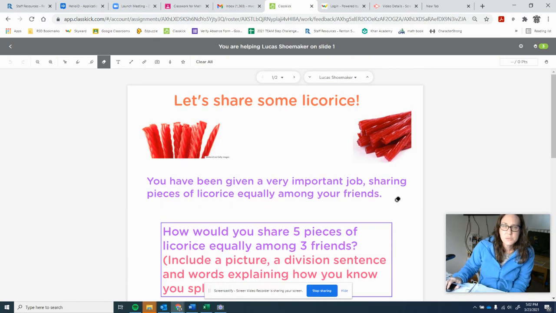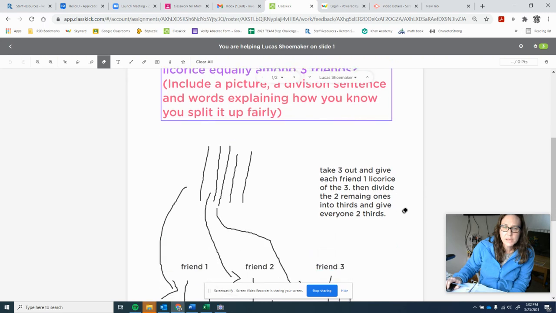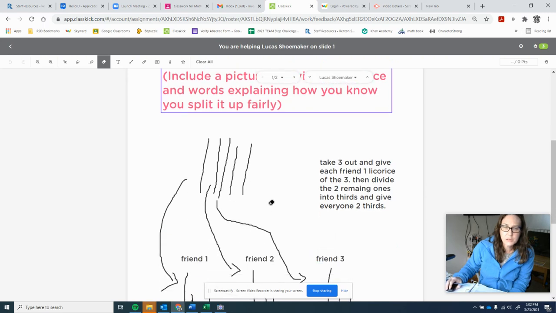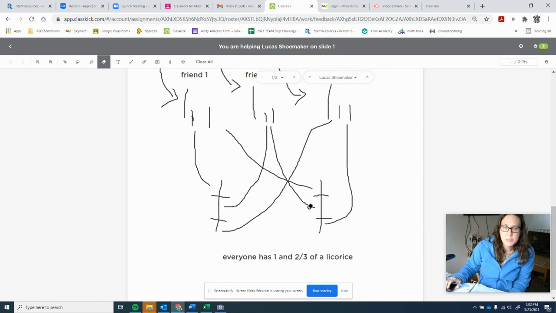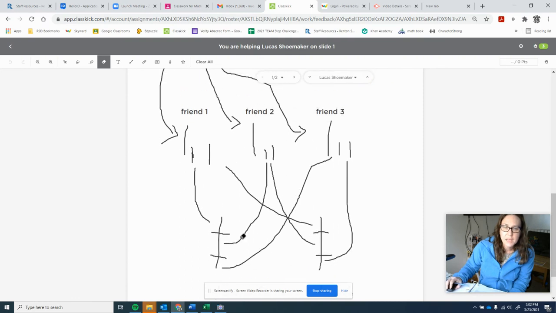So this is Lucas with a C, and what he did is he drew a model and he drew 5 pieces of licorice, and he said, well, 1 whole piece goes to 1 friend, 2 friends, 3 friends. Then he took those last 2 pieces, and here's one of them. I'm going to draw on it. He cut it into 3 equal pieces. So there's 1 part of it, 2 parts of it, and 3 parts of it. And he did that to the other piece too. 1 part, 2 parts, 3 parts.